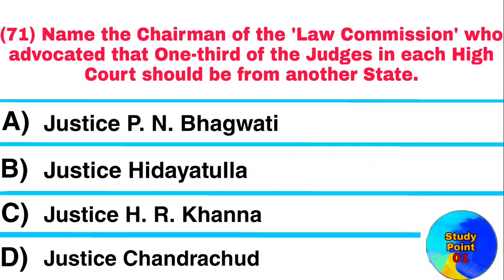Question. Name the chairman of the Law Commission who advocated that one-third of the judges in each High Court should be from another state. A. Justice P. N. Bhagwati. B. Justice Hidayatullah. C. Justice H. R. Khanna. D. Justice Chandrachud. Answer. Justice H. R. Khanna.